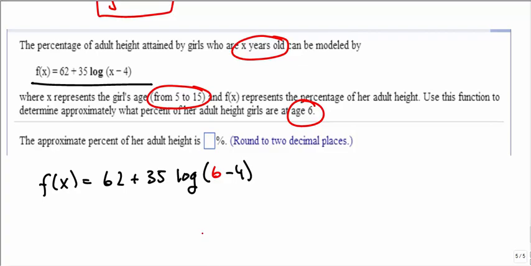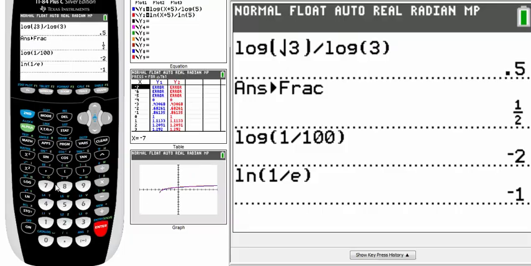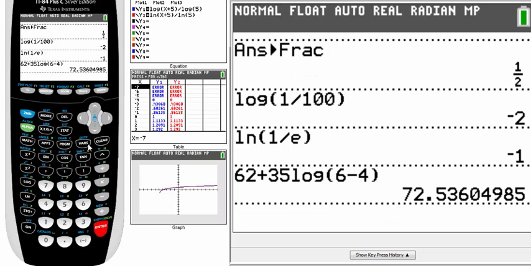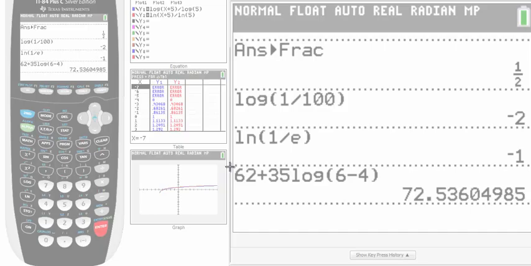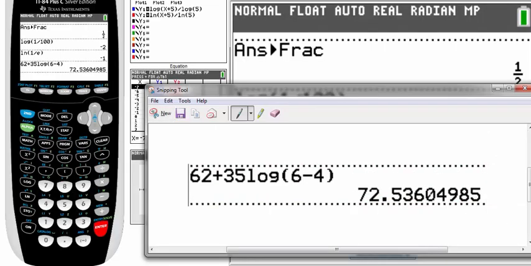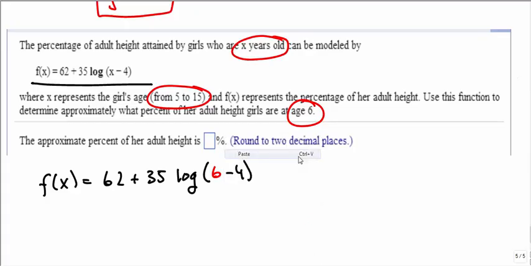So 62 plus 35. Now this is just a common log, so I can use my log key. And then in my argument, I would have my 6 minus 4. And if you want to just put in a 2, that's fine. And so this is my answer. And then it has specific directions about rounding. So let's go ahead and pull the whole thing in, and then let's make sure that we round it correctly.